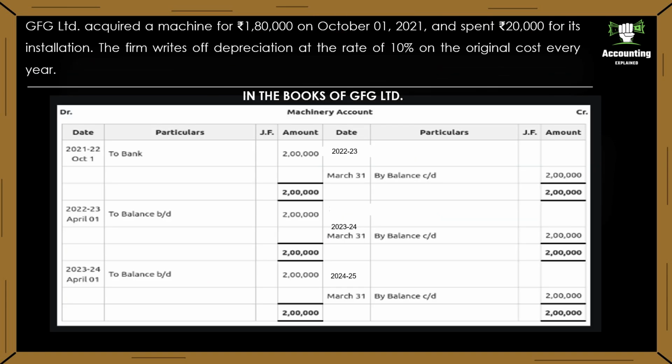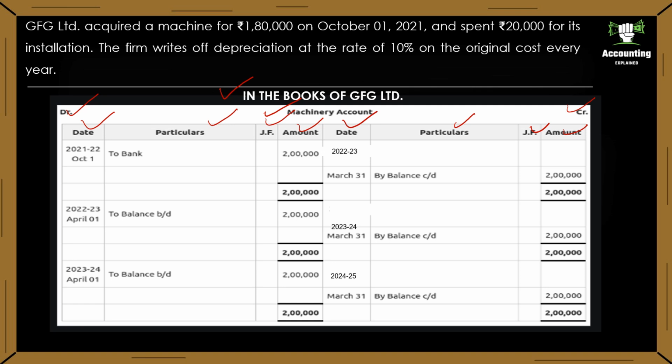We completed the journal entries. Now we are going to post the journal entries in the ledger accounts. In the books of GFC Limited, first we have to write machinery account. On the left side it is DR, on the right side it is CR. And on the left side we have to open columns date, particulars, JF, amount. Again right side date, particulars, JF, amount. This is the format of any ledger account.